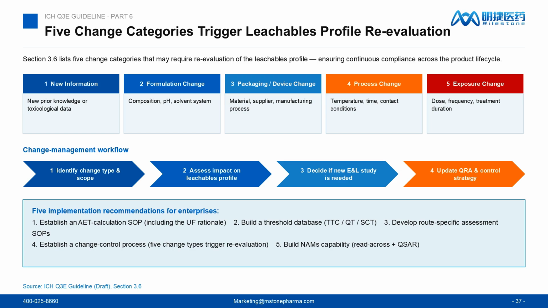The workflow is a disciplined 4 steps. Identify the change and its scope, assess impact on the existing leachables profile, decide whether new studies are needed, and here your extractables-leachables correlation from Part 4 pays off handsomely, then update the risk assessment and control strategy.